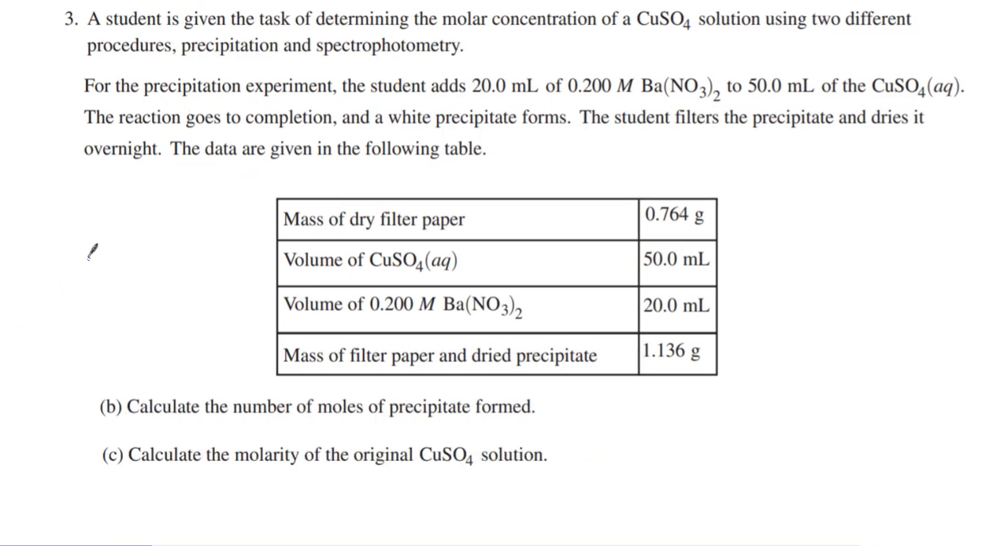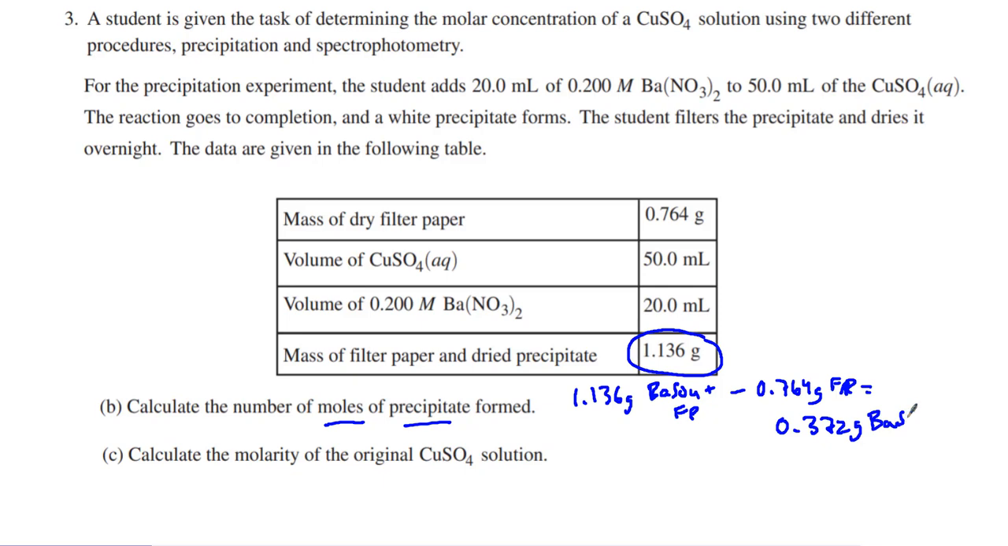And then you can see we want to know the moles of the precipitate. My students know to go to that end result. That end result is the filter paper and the precipitate. So that's 1.136 grams, and that is the barium sulfate and the filter paper, which means we need to subtract the mass of the dry filter paper, 0.764 grams. That's the filter paper, and that's going to leave me with 0.372 grams of just dried barium sulfate.